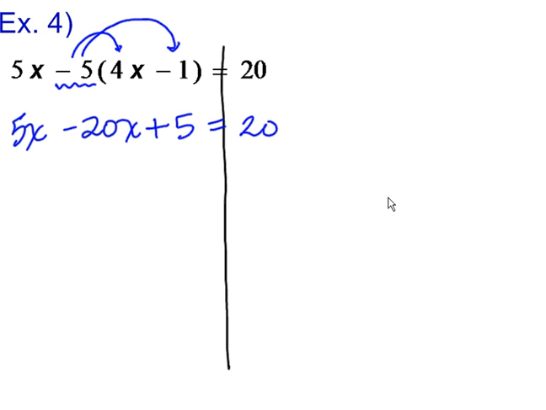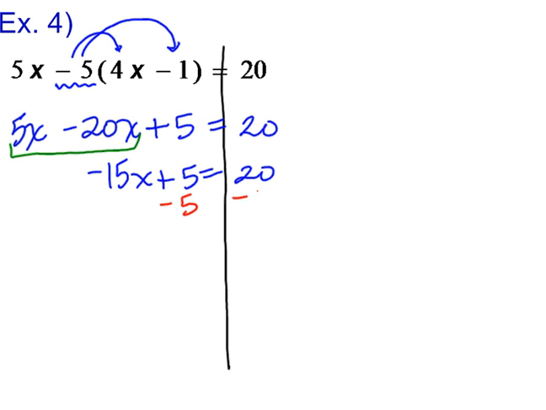All right. So then remember our next step was collect like terms if it's necessary. Well, it's going to be necessary here because I got 5x minus 20x. So that's going to give me negative 15x plus 5 equals 20. Now I'm going to work on the constant. Now we're at a two-step equation. We know how to do this. So adding 5, we're going to subtract 5. Negative 15x equals 20 minus 5 is 15.